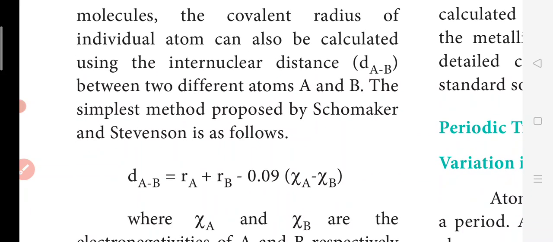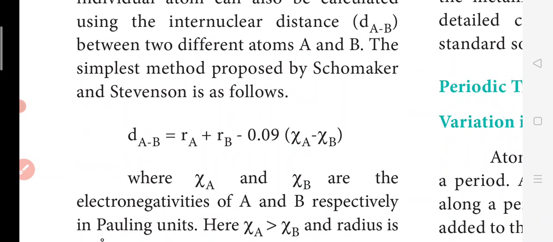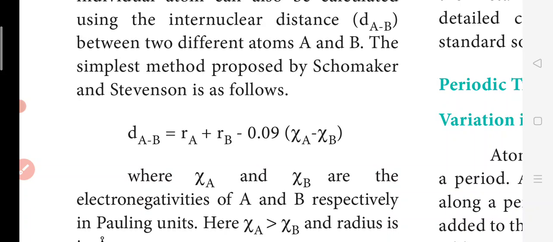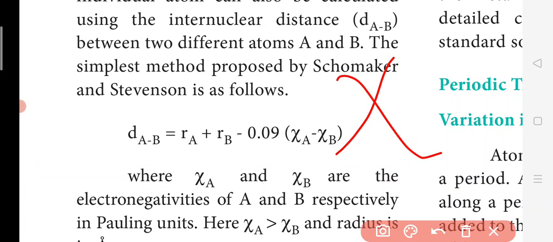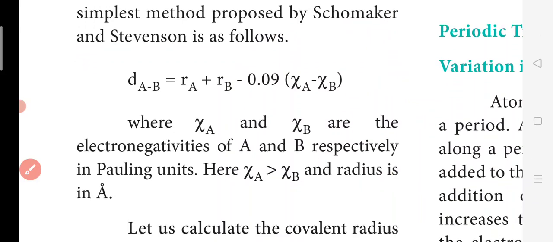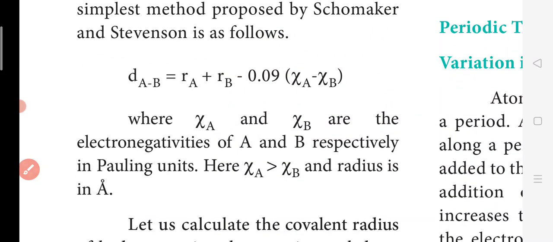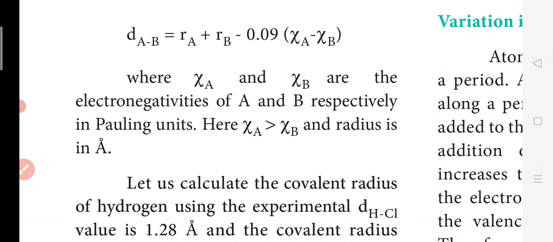The simplest method is proposed by Shoemaker and Stevenson. This is also one of the book back questions and book inside questions. DAB means A is one atom and B is another atom. Their individual radii are added, and you have to subtract 0.09 times chi A minus chi B. What are chi A and chi B? This symbol is called chi, pronounced as 'kai'. It denotes electronegativity. Only if we know the electronegativity of A and of B can we calculate the internuclear covalent radius for a heterodiatomic molecule.